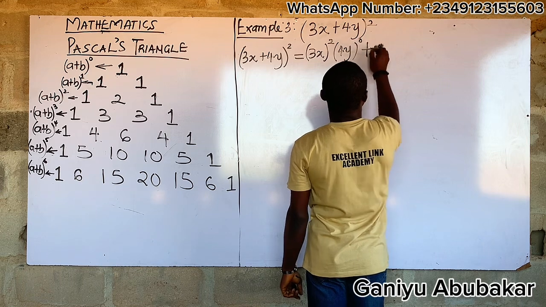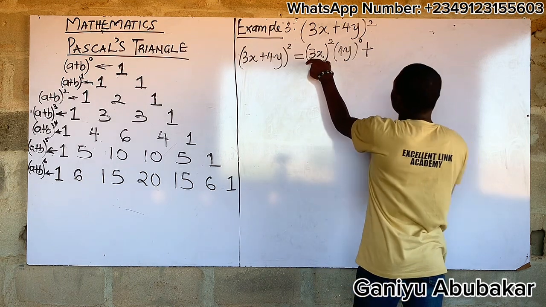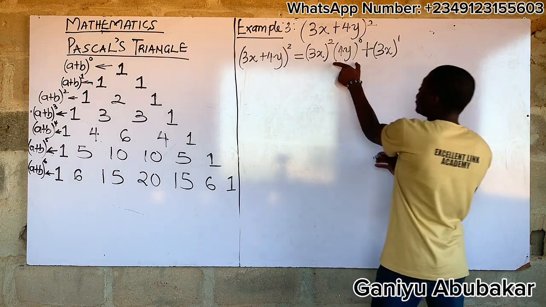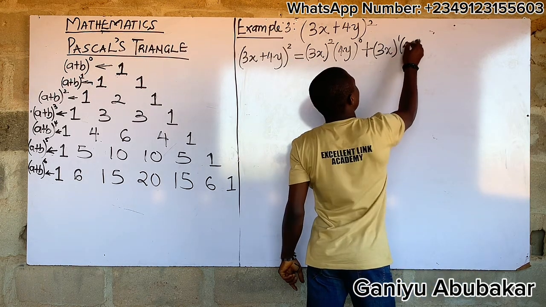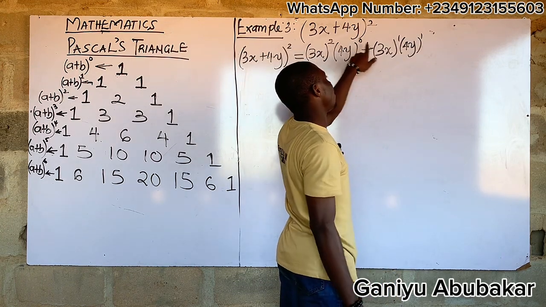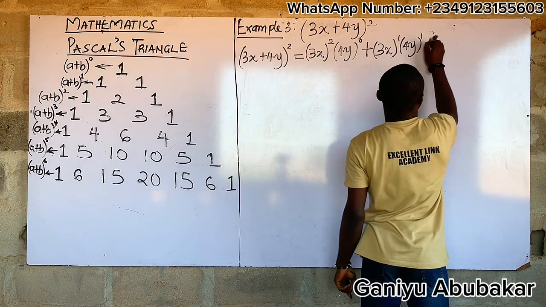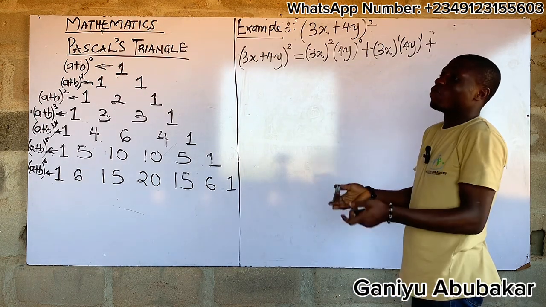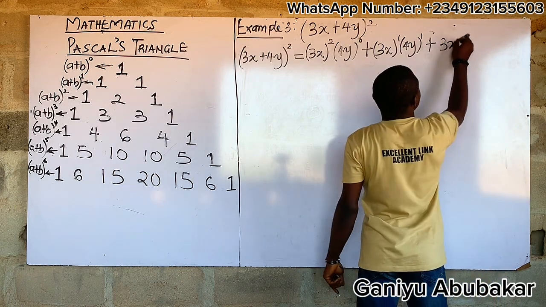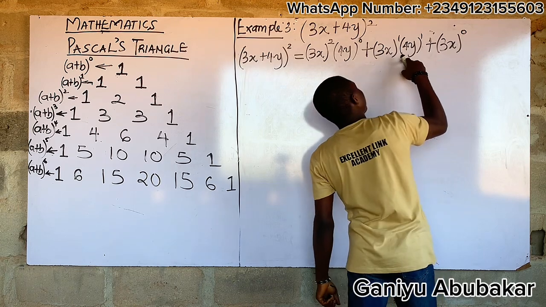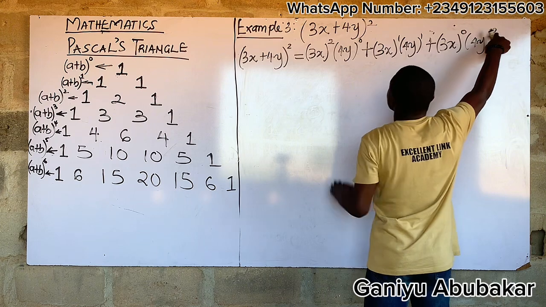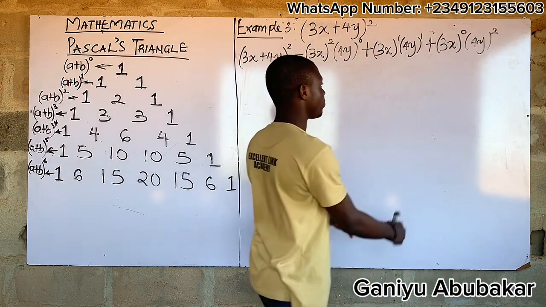Now focus on your increasing and decreasing. Reduce this by 1, that's 3x to power 1. Increase by 1, that's 4y to power 1. Reduce by 1, that's 1. Increase by 1, that's 1. Plus, continue the same concept of increasing and decreasing. Decrease by 1, that's 3x to power 0. Increase by 1, that's 4y to power 2. I'll stop at this point, please.